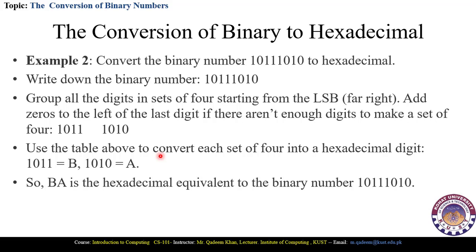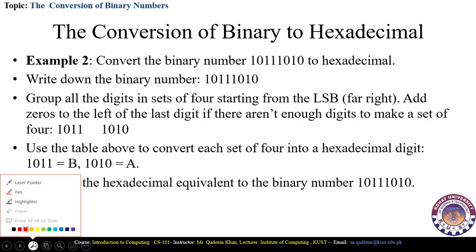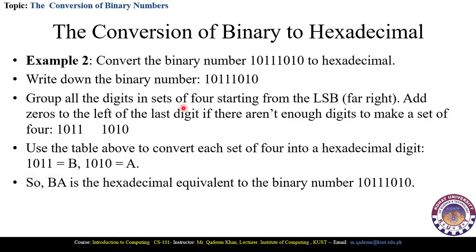Here we have another example to convert binary to hexadecimal. This is the number which we are going to convert. First we will write down the binary number, then we will group these binary digits. We will group them starting from the least significant bit going towards the most significant, and the groups will be of 4 bits. So group all the digits in sets of 4 starting from the least significant bits on the far right, and if there are fewer than 4 digits in a group, we will introduce 0s to the left of the most significant bits if there aren't enough digits to make a set of 4.